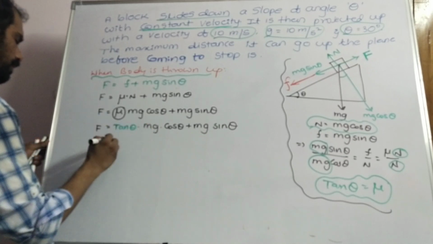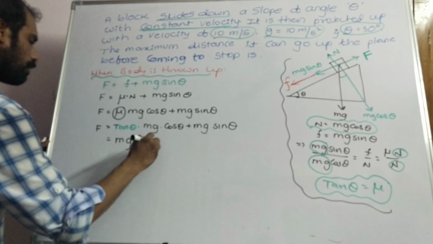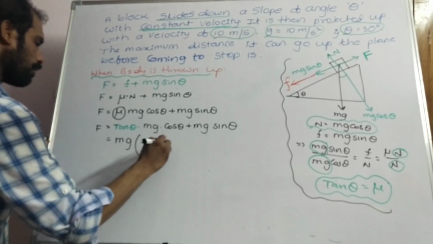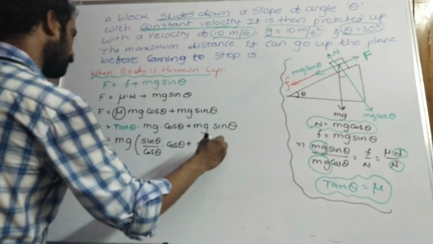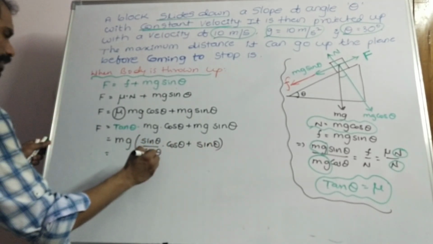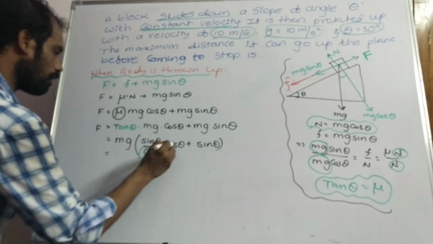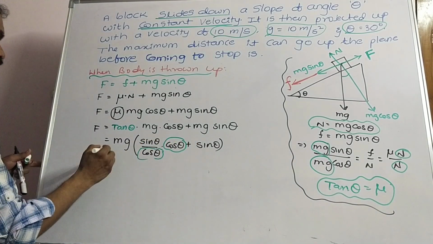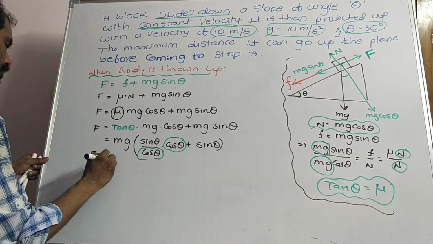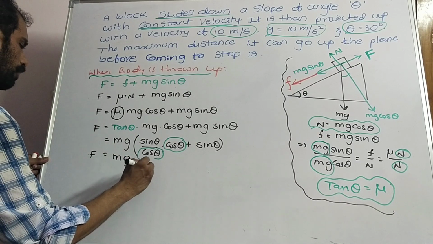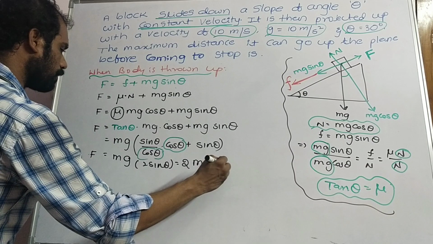By taking mg common, mg into, and tan theta can be written as sin theta by cos theta, into cos theta plus sin theta. Now cos theta gets cancelled. The expression becomes F is equal to mg 2 sin theta, that is equal to 2 mg sin theta.